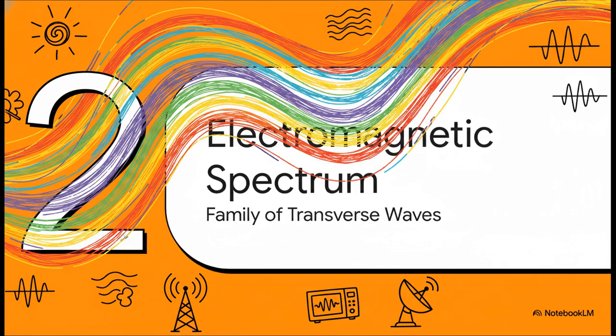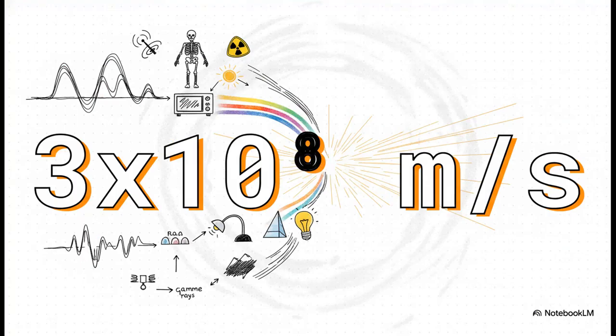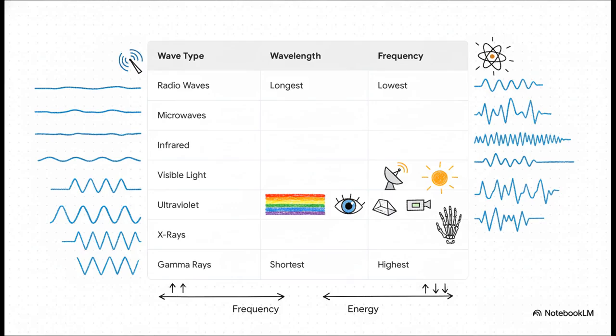Okay, now let's zoom in on one of the most important families of waves in the entire universe, the electromagnetic spectrum. And get ready for this, because it's just mind-blowing. Every single wave in this family, I'm talking everything from radio waves to gamma rays, travels at the exact same unbelievable speed through the vacuum of space. And that speed is 300 million meters per second. It's pretty much the universal speed limit. Nothing's faster.